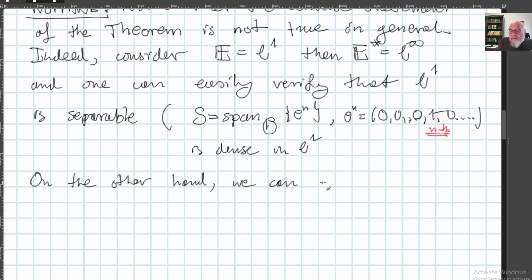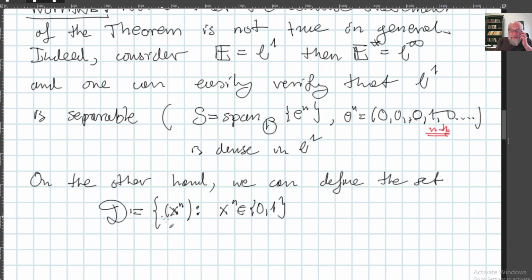On the other hand, we can define a set, and let's call this set D, for the space L infinity. This is the set of all vectors x such that each xn belongs to the set {0, 1}. That means this is the set of all sequences x equal to x1, x2, and so on, where each of those numbers is either 0 or 1. So for example, 0, 1, 1, 1, 1, 1, 1. It's one example. Another is 0, 0, 1, 0, 1, 0, 0, 0.